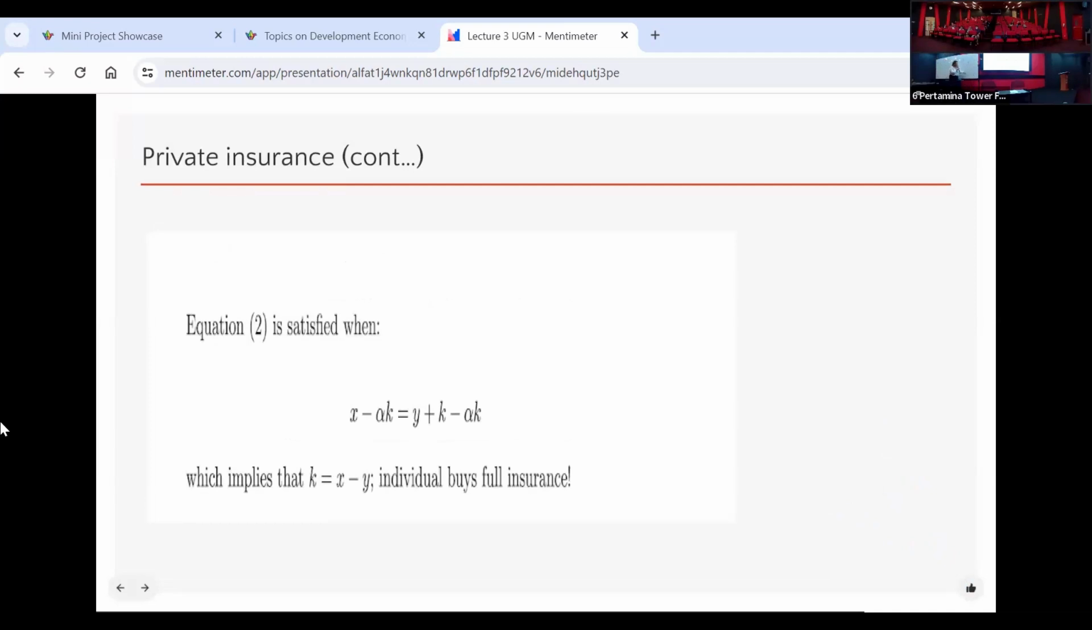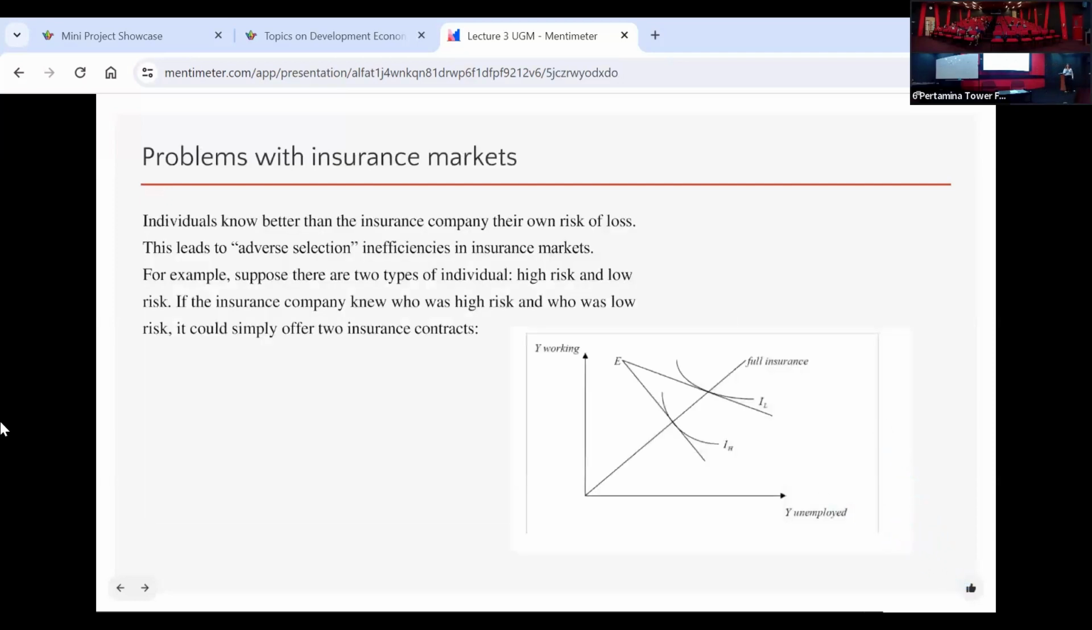So if I substitute here X minus alpha K, I find out that I buy full insurance, that K is equal to X minus Y, that I'm fully protected. I'm not talking about the preferences of the individuals, if they are risk lovers or not. I'm just talking about the probability. So here the individual buys full insurance. Excellent, so the maths work, private insurance works, let's buy full insurance. Huh? Okay, so I'm going to tell you there is a bit of a problem.